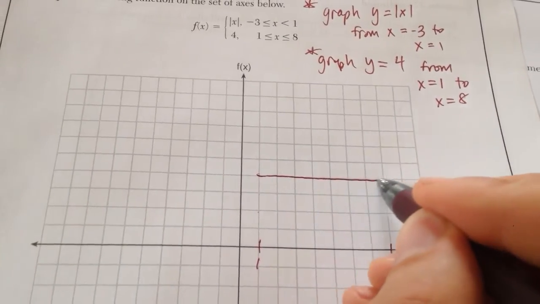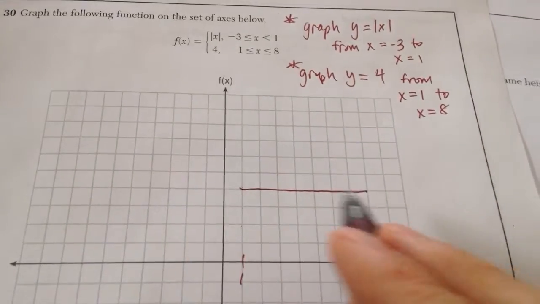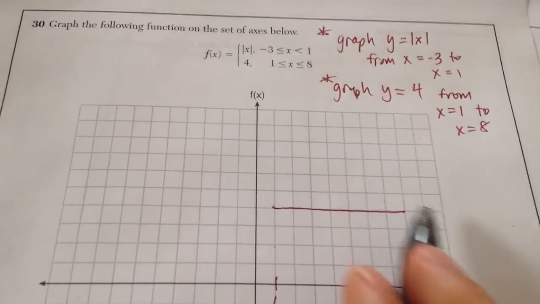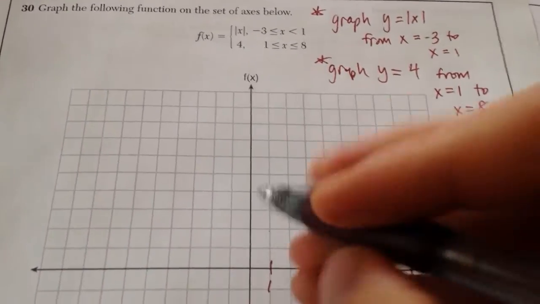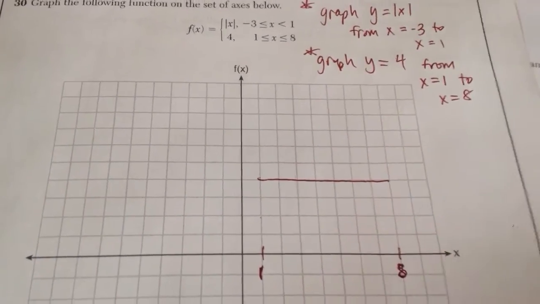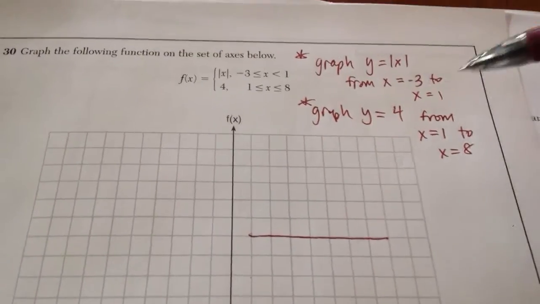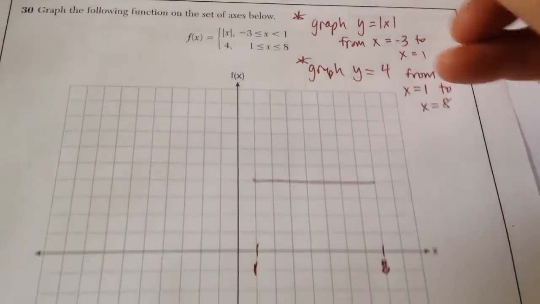This is going to be a straight line. Y equals 4 is a straight line. If I wanted it for all x values, I would continue it on with arrows. But in this case, they want just from 1 to 8. Now from -3 to 1, we want the graph of the absolute value of x.